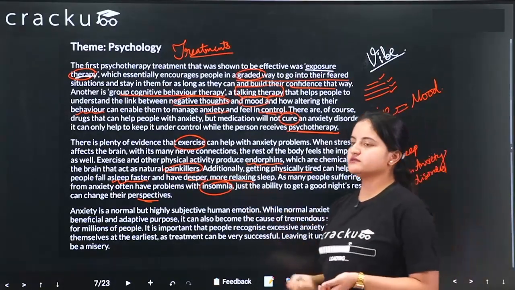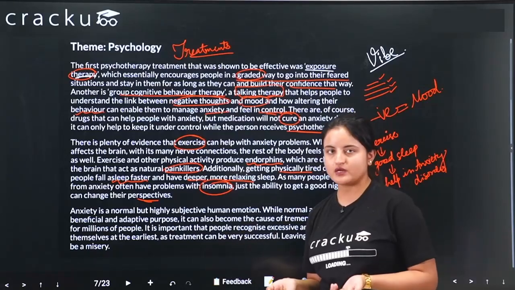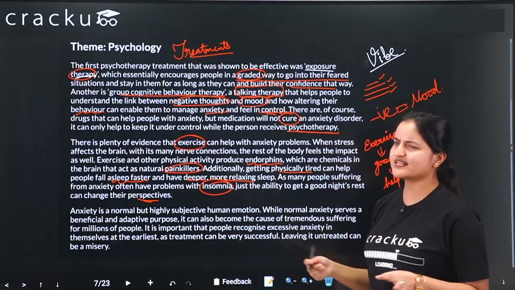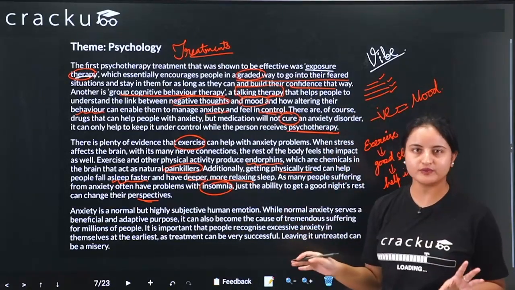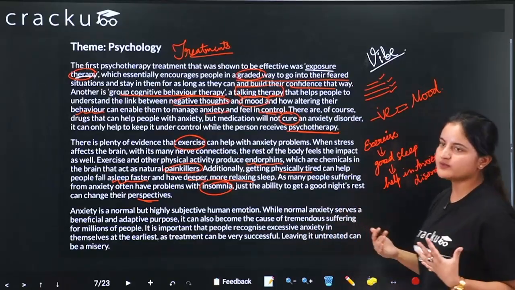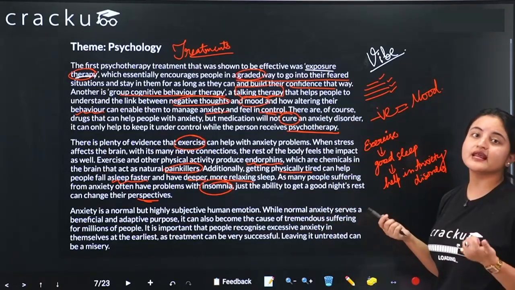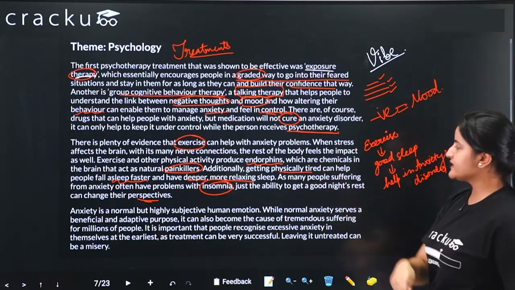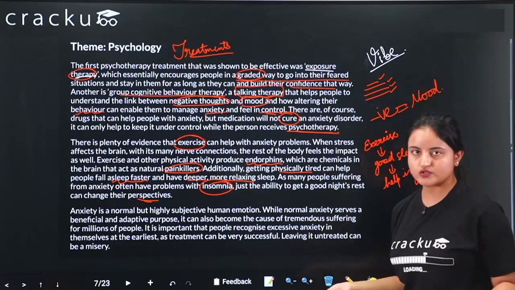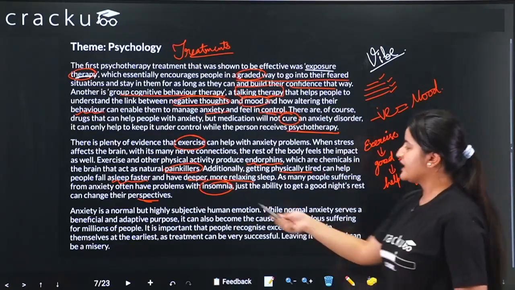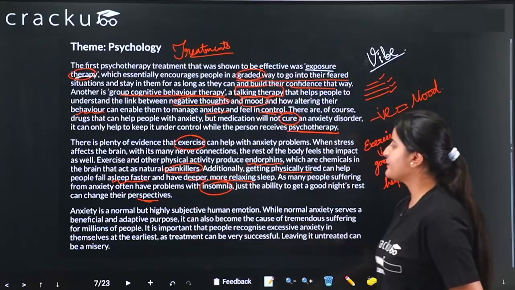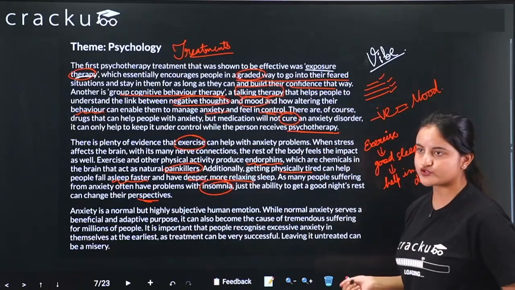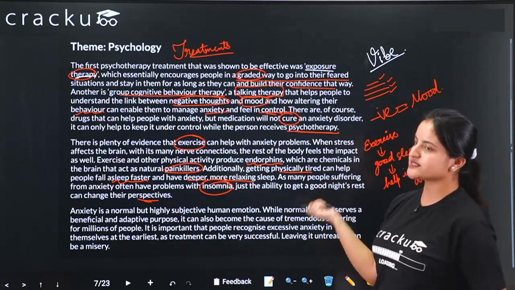So insomnia, even if we do not know the meaning of insomnia, we can guess that it is somewhat related to sleeping problems only. So that's how the vibe, and that's how making connections help us, right? So insomnia is the inability to fall asleep. Anxiety is a normal but highly subjective human emotion. So now the author is concluding.